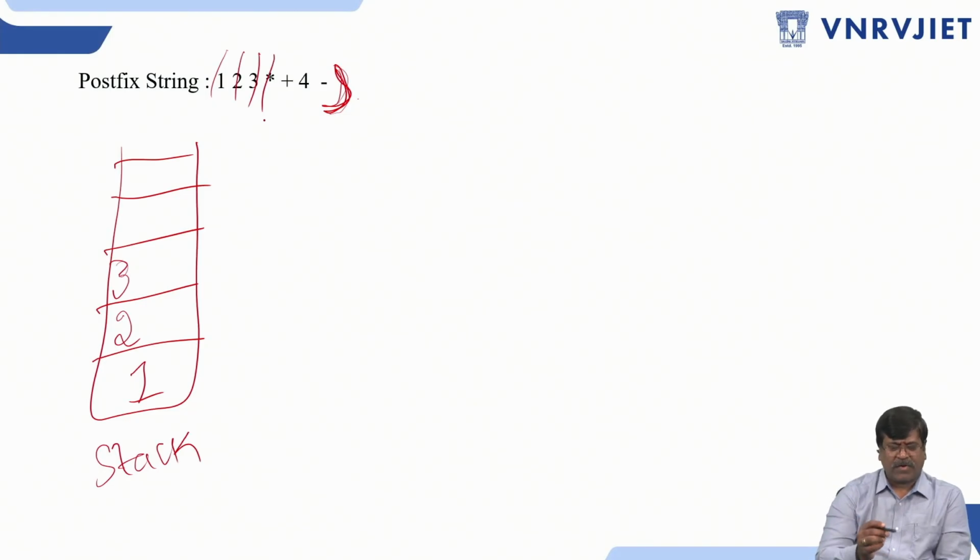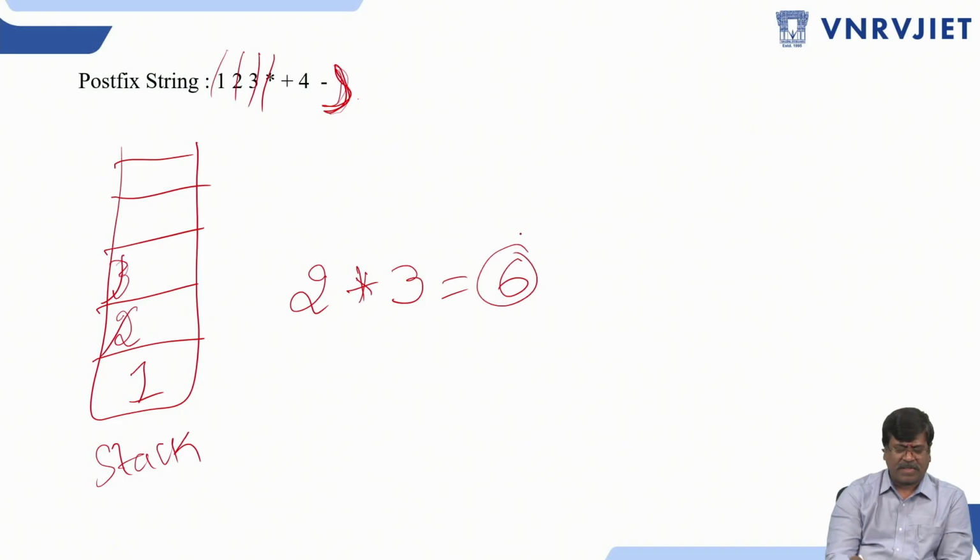Now you are encountering star. You can pop out two values from the stack. So 3 into 2. So what is the result? 6. Send back this result to the stack.